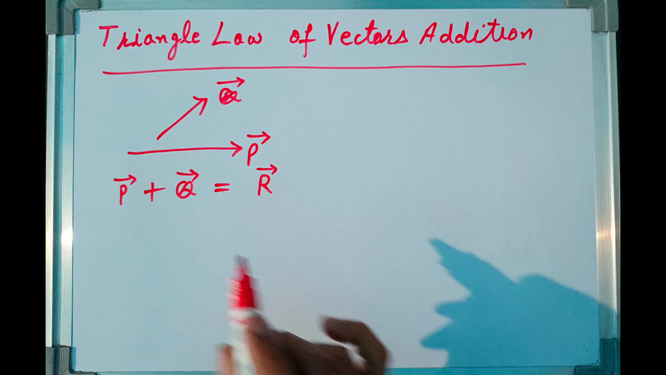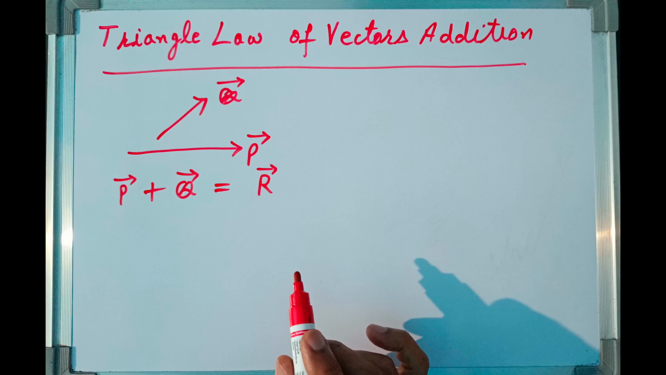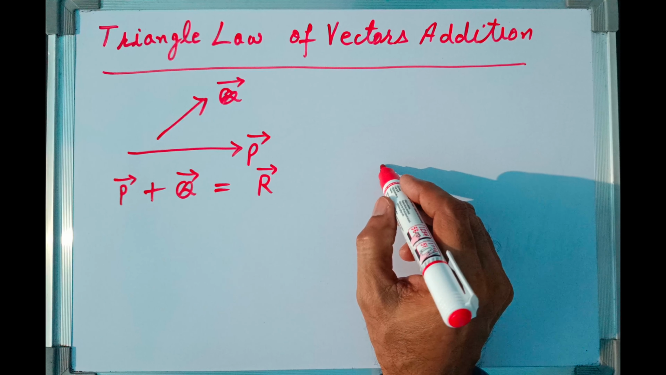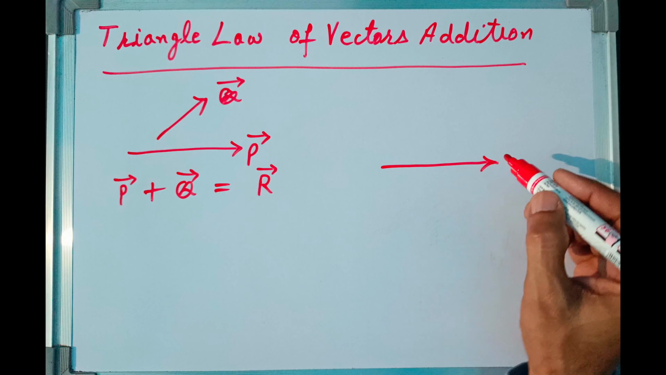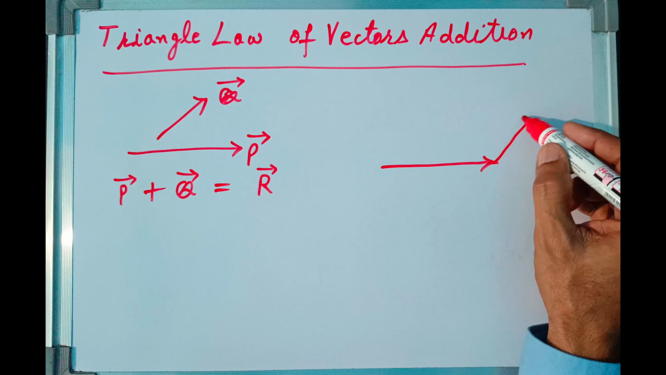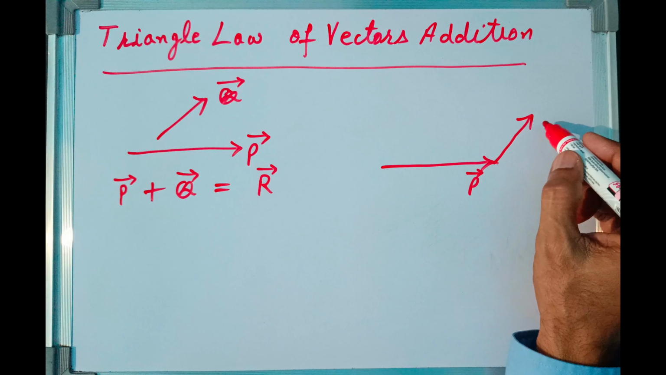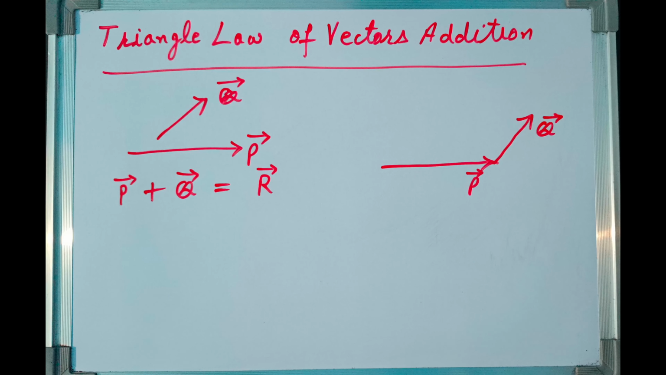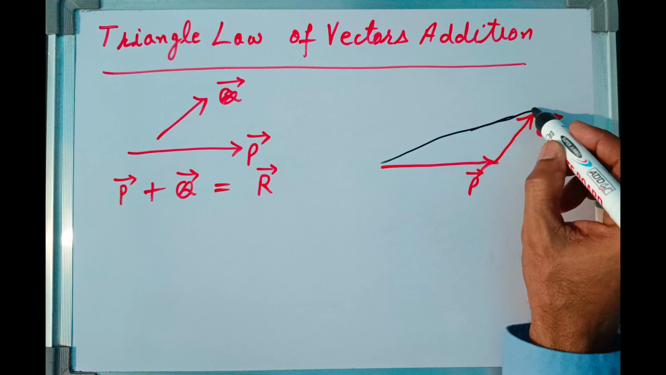Now how to add these two vectors? How to find magnitude of this resultant? By using triangle of vectors addition. The triangle law says, let us represent these two vectors along two sides of a triangle. Suppose this is representing vector P and this side is representing Q, and this is the closing side of the triangle.